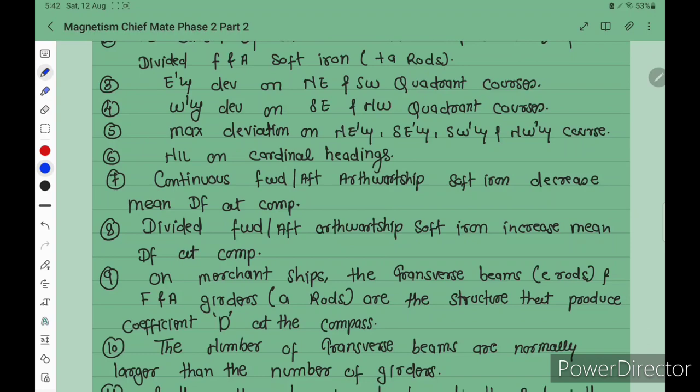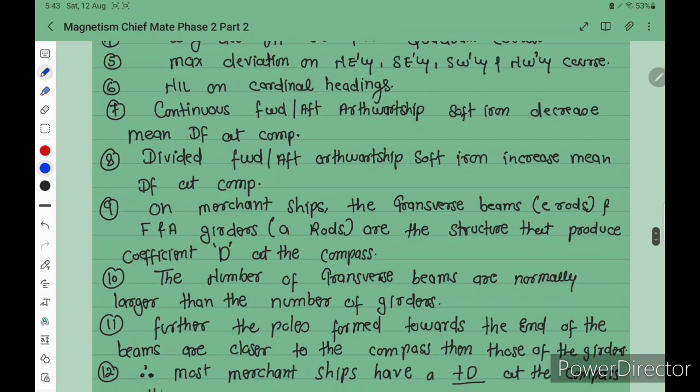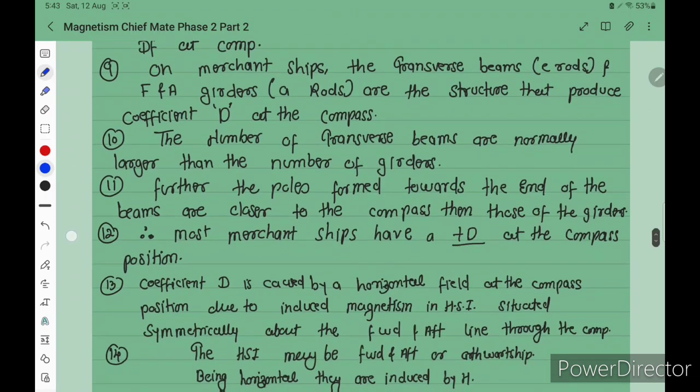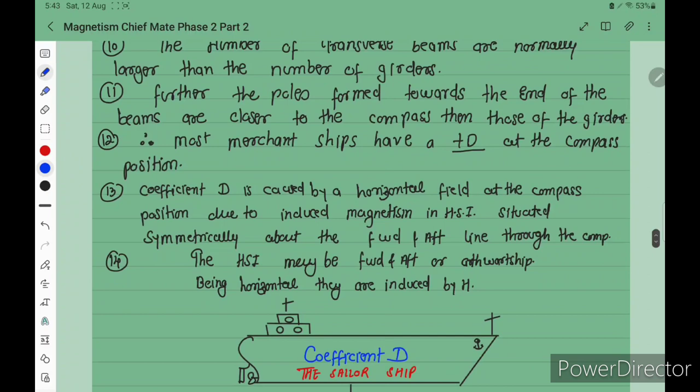On the merchant ship, the transfer beams, E rods and F and A girders, A rods are the structures that produce coefficient D at the compass. The number of transfer beams is normally larger than the number of girders. Further, the poles formed towards the ends of the beams are closer to the compass than those of the girders. Therefore, most merchant ships have plus D at the compass position. Coefficient D is caused by the horizontal field at the compass position due to induced magnetism in the horizontal soft iron situated symmetrically about the forward and aft line through the compass. The horizontal soft iron may be forward and aft or athwartship. Being horizontal, they are induced by H.